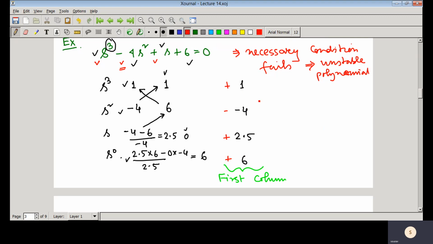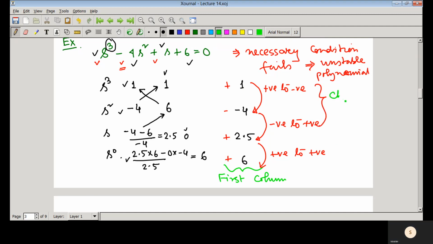So obviously there is a change of sign here. And how many changes of sign are there? You can see positive to negative, and again negative to positive. And here positive to positive. So the number of changes of sign is equal to 2.